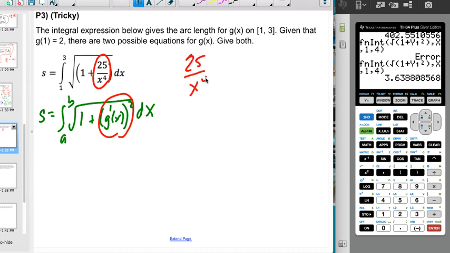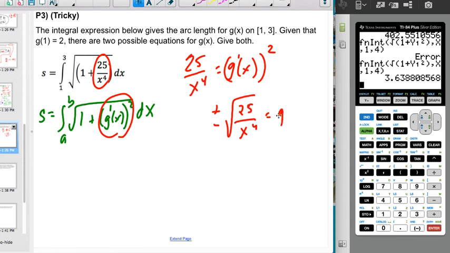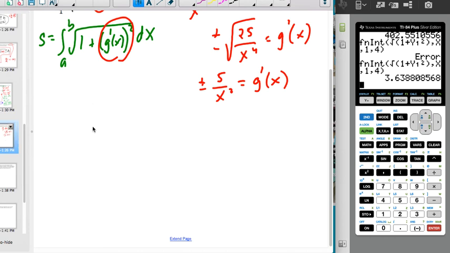So 25 over x to the fourth is the same as g prime of x quantity squared, right? If I square root that, I need a plus or minus. So I'm going to get that g prime is plus or minus 5 over x squared, right? And obviously x can't be 0 because that would cause an issue, right? So now I have two possible answers, right?